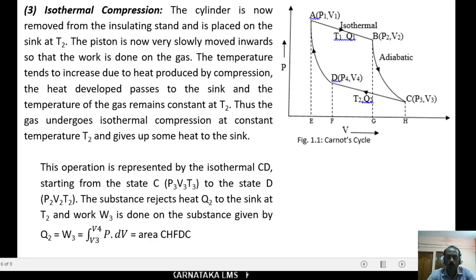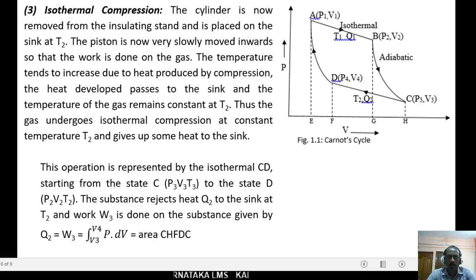The piston is now very slowly moved inward so that work is done on the gas. When the piston is pushed inside, work is done on the gas. The temperature tends to increase due to heat produced by compression. The heat developed passes to the sink and the temperature of the gas remains constant at temperature T2. Thus the gas undergoes isothermal compression at constant temperature T2 and gives up some heat to the sink.